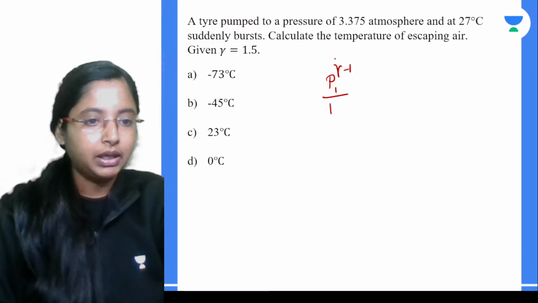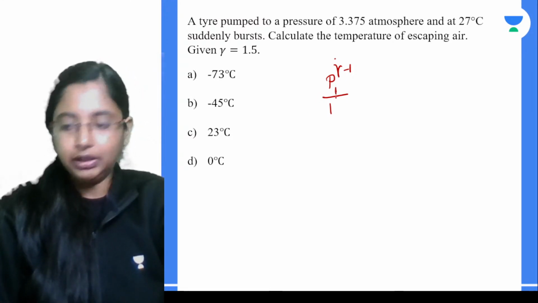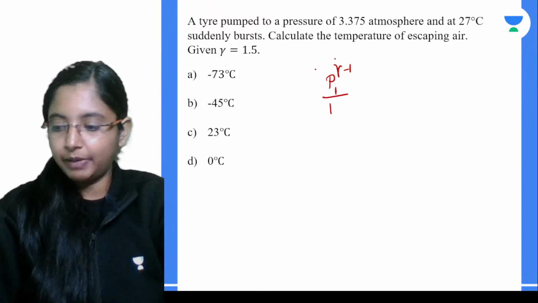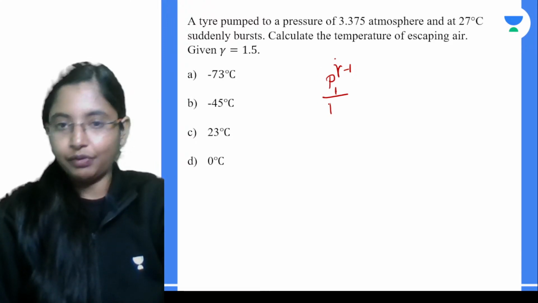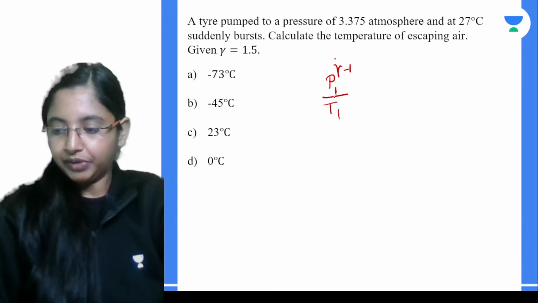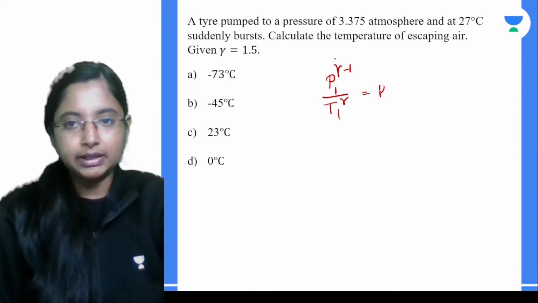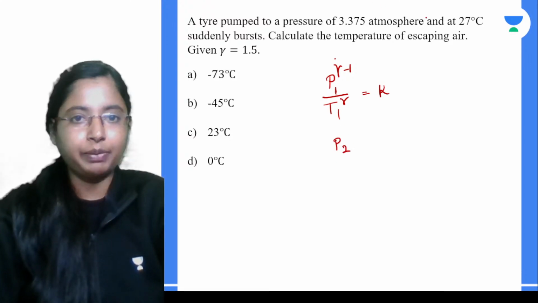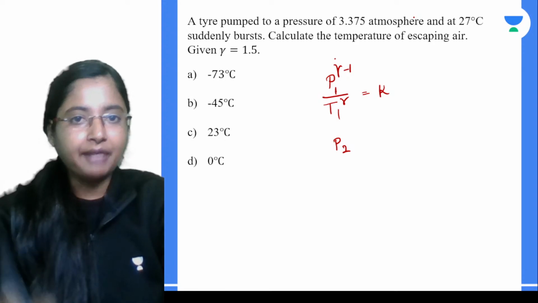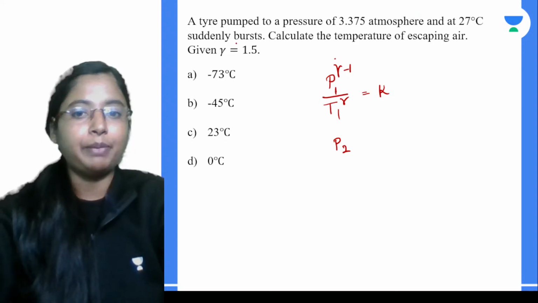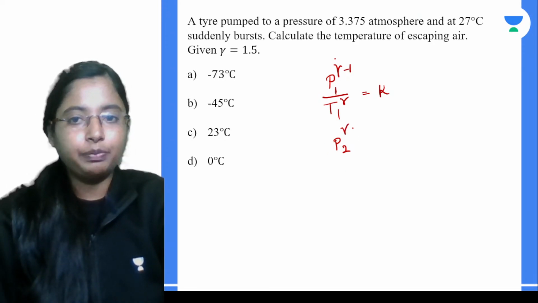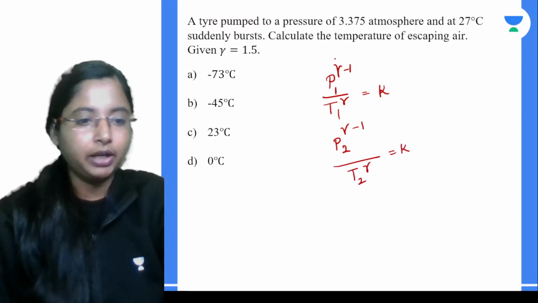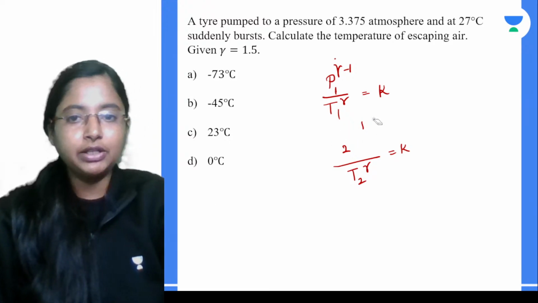Very simple. The equation for an adiabatic process: we can take P1 to the power gamma minus 1 divided by T1 to the power gamma, equal to a constant value. Similarly, for the next state, after the tire bursts, the pressure and temperature change. So we can say P2 to the power gamma minus 1 divided by T2 to the power gamma is also equal to a constant. Both are equal to a constant, so we can equate these two equations.